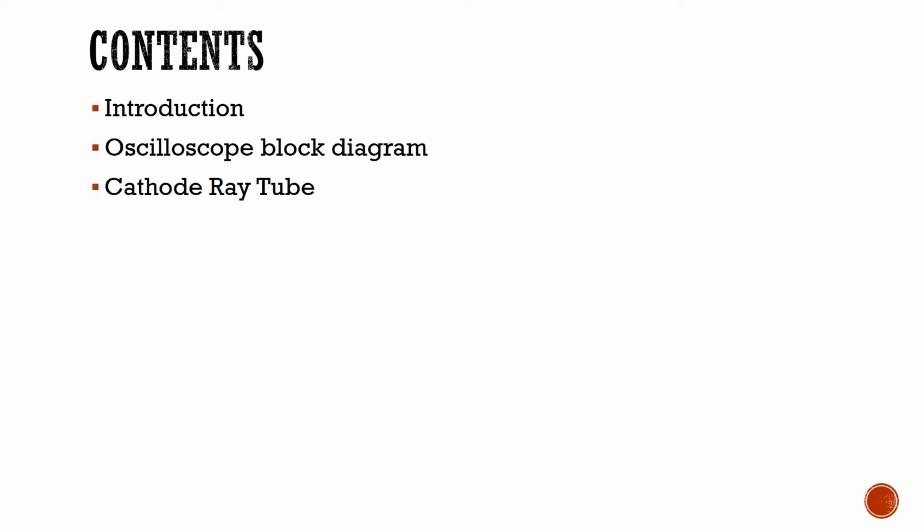As we all know, an oscilloscope is a measuring instrument at whose heart we have a cathode ray tube, which is responsible for generating the trace, deflecting it to the necessary location as per the input that is applied to the oscilloscope, and giving us an output in the form of a waveform on the screen. So we would be studying each and every block of the oscilloscope in detail, and then we would be studying the internal diagram of a cathode ray tube also.